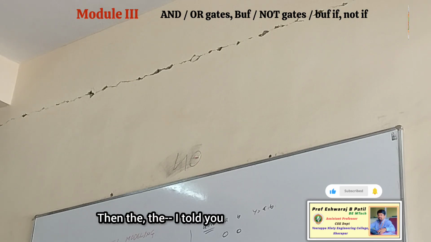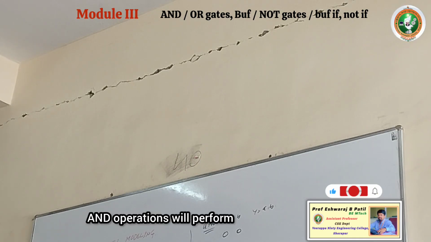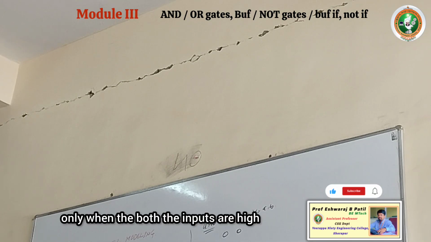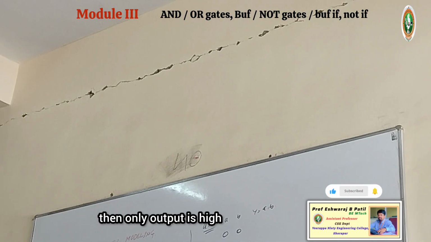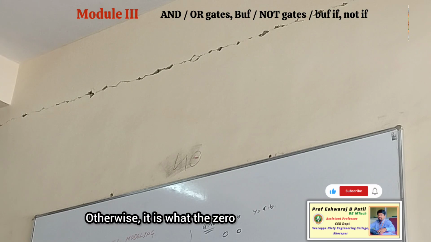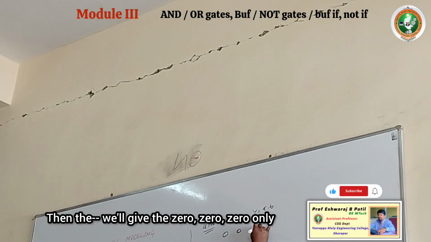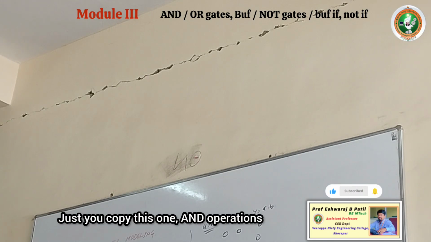As I told you, the AND operation will give the output high only when both the inputs are high. Otherwise it is 0. So it will give 0 0 0 1 only.